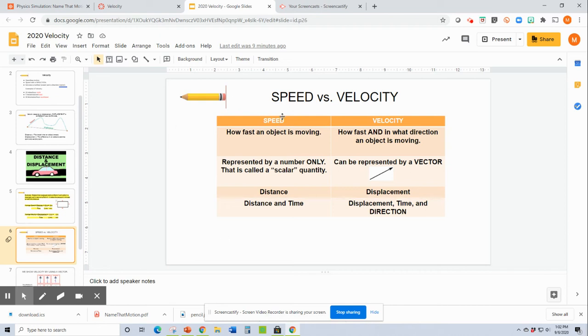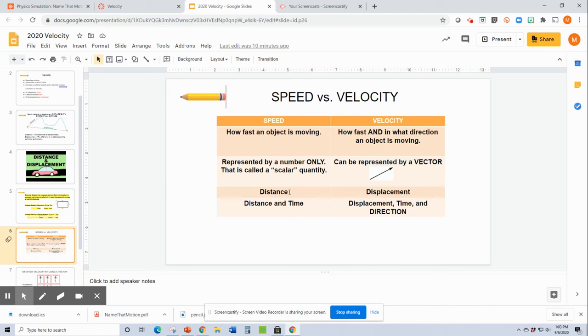Speed describes motion, and it just describes how fast an object is moving. Velocity also describes motion, but it's describing how fast and in what direction an object is moving. Speed is what we call a scalar quantity, which means it can be represented by a number only. Velocity needs to be represented by a vector because it's got a direction component. Remember, for us, a vector quantity will be something that we will draw these arrows with. You'll see us drawing a lot more arrows as we move into forces.